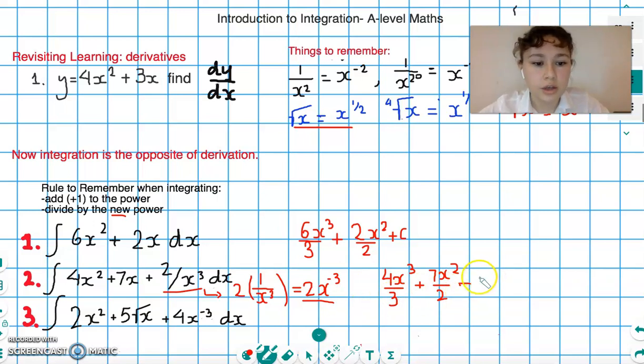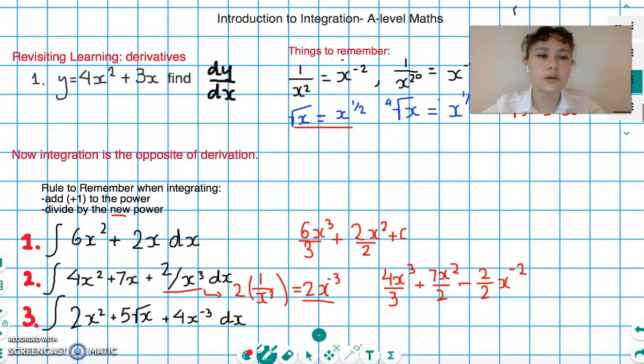So we have 2 divided by minus 2. I'm not going to write minus 2 because we've already written a minus sign here. x to the power of minus 2, which is minus 3 plus 1. Now we must simplify this. So minus 2 over 2 is minus 1. x to the power of minus 2 is 1 over x squared.